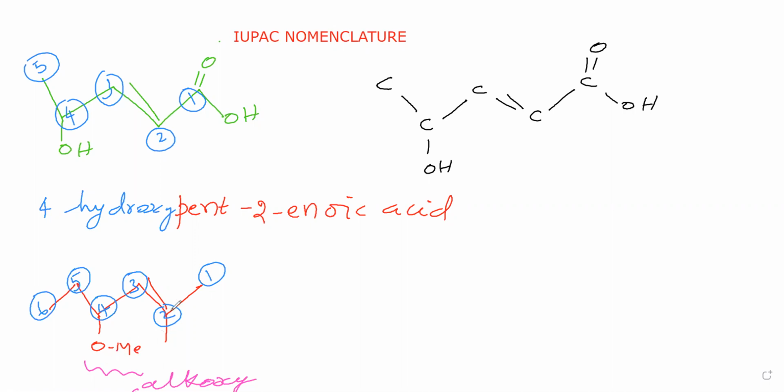Why do we have to say the alkoxy name first? Because for ether we have to say the name alkoxy alkane. Alkoxy alkane. That means first we have to say this alkoxy name. Then we have to say this parent. In this parent, this branch we have to say. Then this parent we have to say. So first we will say this alkoxy name.